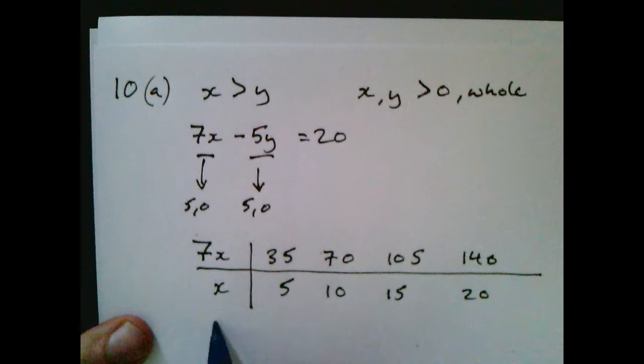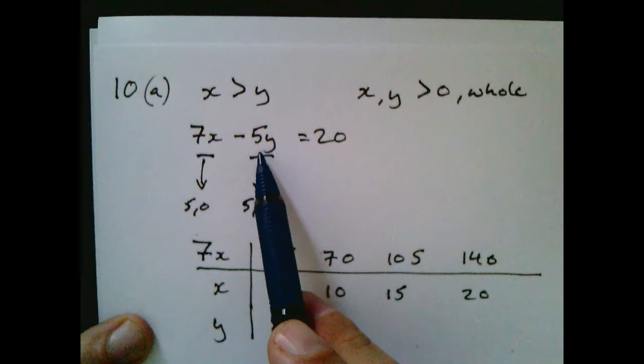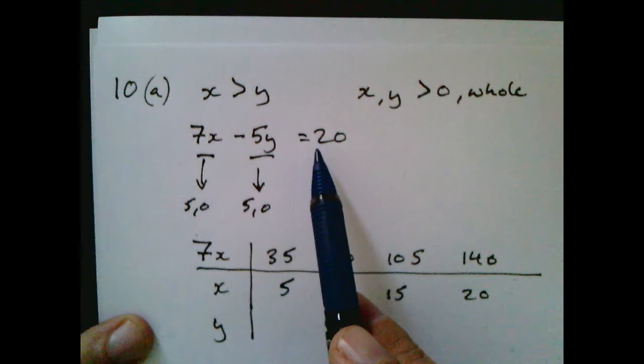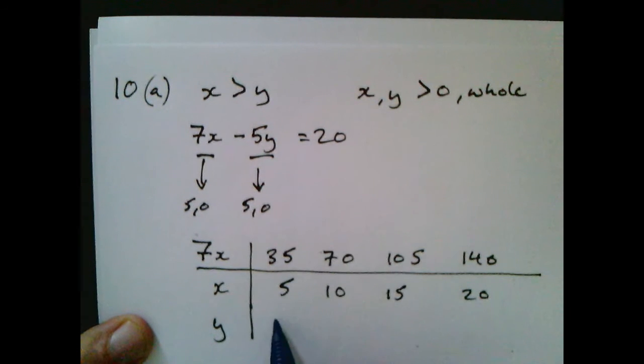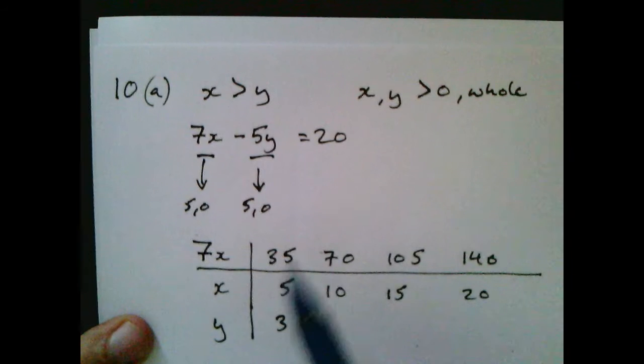If x is 5, y in each case, if x is 5, that's 35 minus 20, and 3. That seems to work. X is greater than y. Yeah, we're done. That was quicker than I thought.